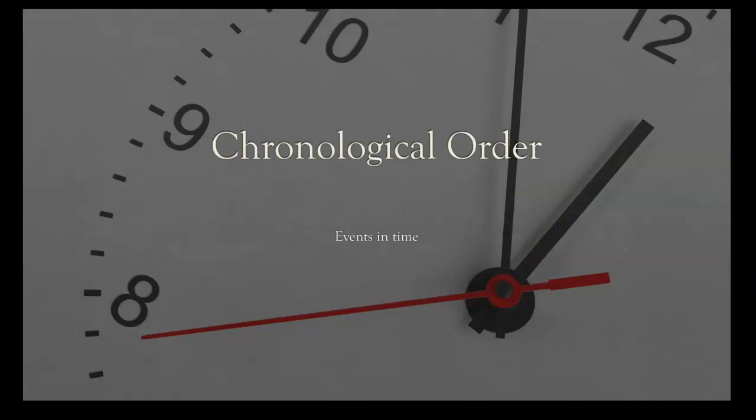Chronological order are events as they happen in time, usually from beginning to end, although it can be reversed. It can be from end to beginning, but they're in an order in time. Often narratives are told this way.